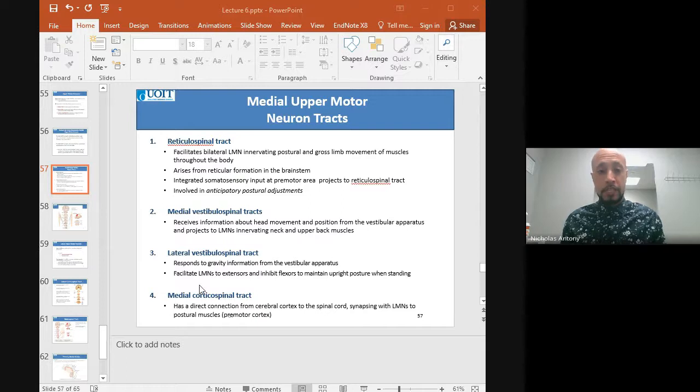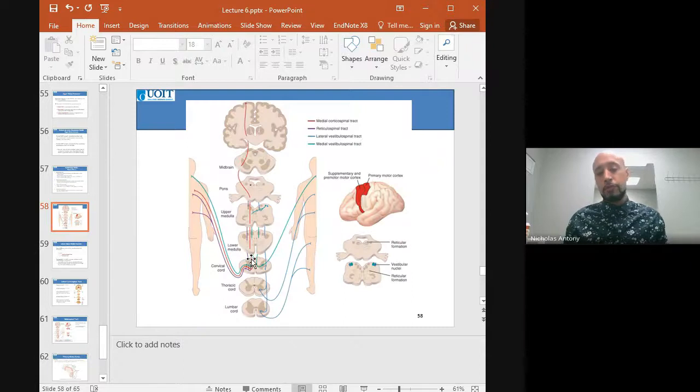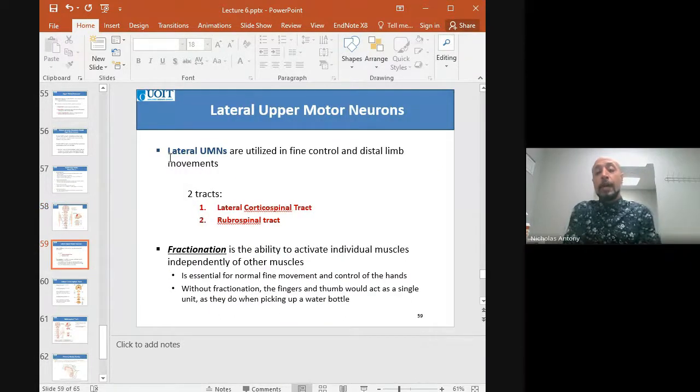Is everyone okay with these 4 different tracts? Okay, perfect. This is the pathway. The lateral upper motor neuron tracts are for fine control, or what's called fractionated movement. Movement of muscles independently to each other allows for fine control.